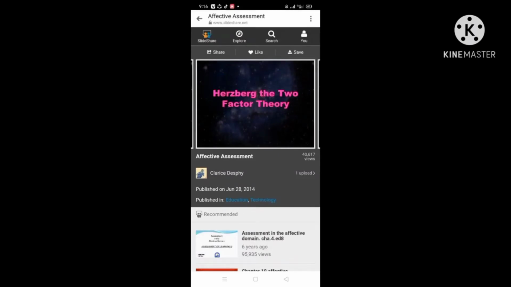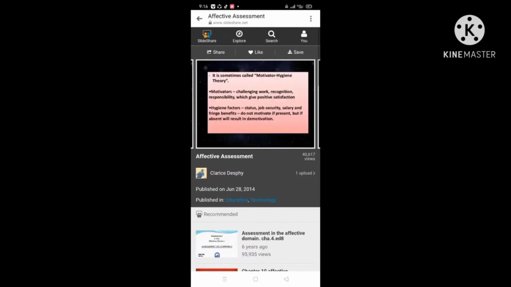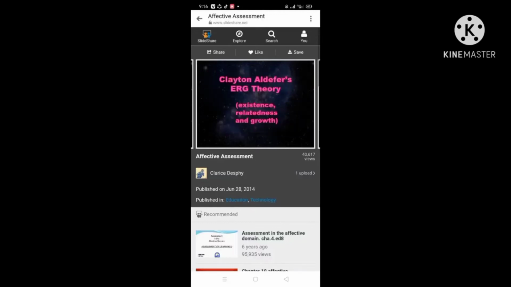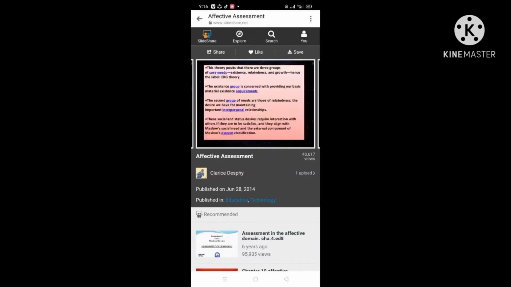Next, the two-factor theory. It is sometimes called the motivators-hygiene theory. Motivators: challenging work, recognition, responsibility, which give positive satisfaction. Hygiene factors: status, job security, salary, and fringe benefits do not motivate if present, but if absent will result in demotivation. Clayton Alderfer's ERG Theory: Existence, Relatedness, and Growth.